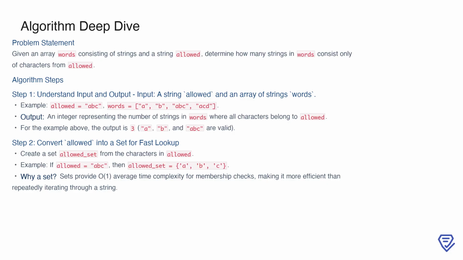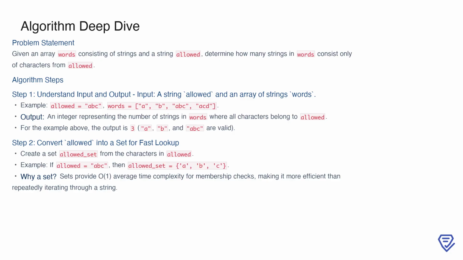For example, if allowed is ABC and words is B, ABC, ACD, then we want to count how many of these words are made up entirely of the characters B and C. In this case, the valid words are B and ABC, so the output would be 3.